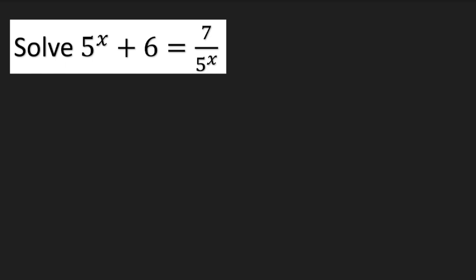So the problem of the week is: solve 5 to the x plus 6 equals 7 over 5 to the x. So how are we going to solve this problem? First of all, we can see we have an exponent, 5 to the x, and I forgot to add that we are solving this equation for real values of x.